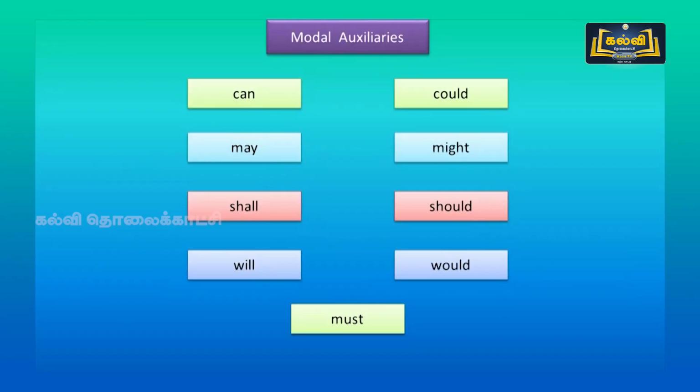Modal auxiliaries is a special auxiliary which is used to denote a particular mood or to express the subject. That is expression of the subject. What are the modal auxiliaries? Can, and the past form could, may, might, shall, should, will, would, and must. So we have 9 modal auxiliaries.